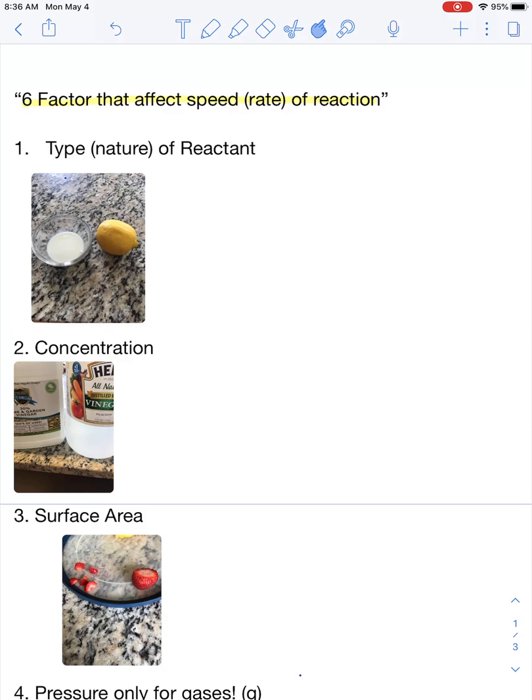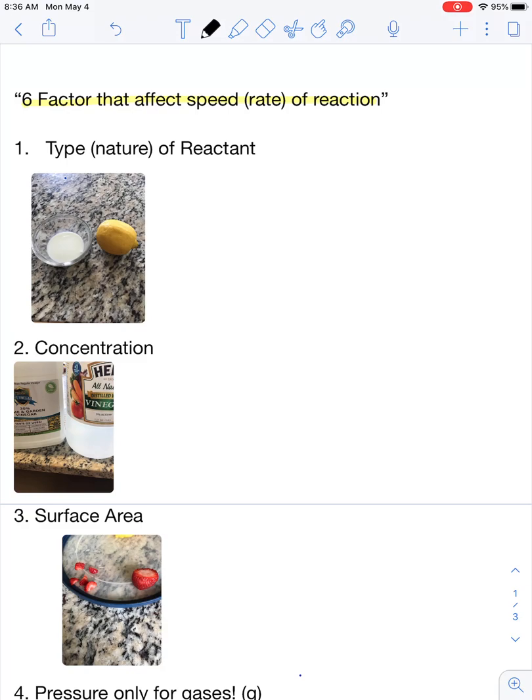The Regents likes to say nature of reactants. You can just think of it as the type of reactant. I took a picture. Here I have milk on the left side and a lemon on the right side. If I left these out for 2 weeks on the counter, the milk would probably look clumpy and smelly, and the lemon would pretty much look the same as it does. So because of the nature of milk versus lemon, milk reacts faster.